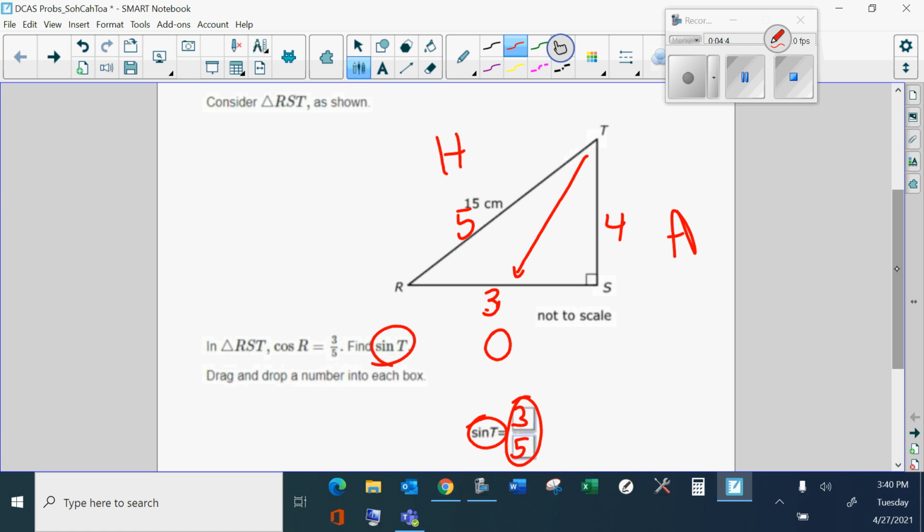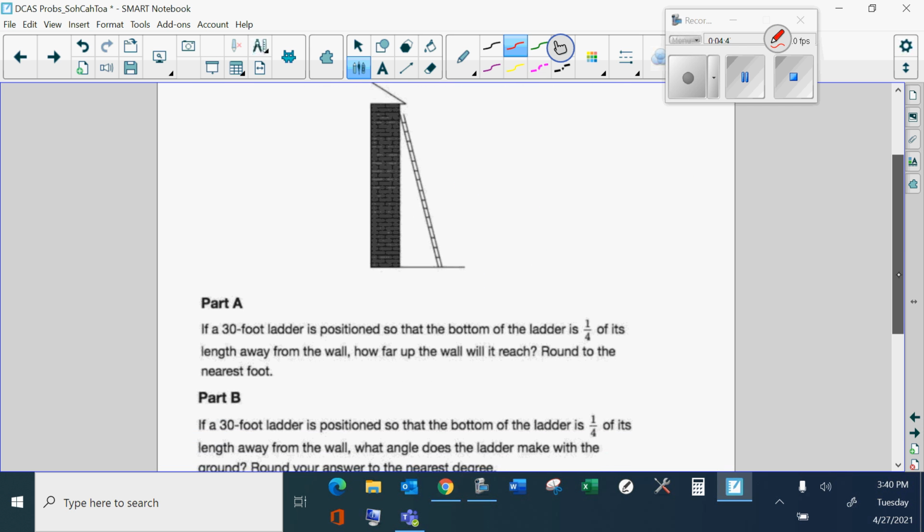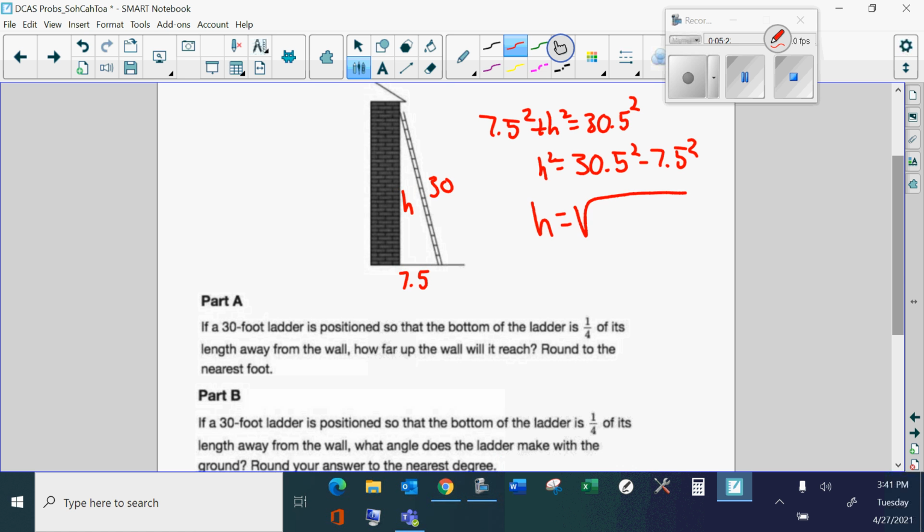Okay. Next. A 30-foot ladder. The bottom is 1/4 of the length of the wall away from the wall. 1/4 of the ladder is 7.5 feet. How far up the wall will it reach? So we want the height. That's the Pythagorean theorem. So I have 7.5 squared plus h squared equals 30 squared. You need to make sure you're showing your work so you don't blow free points. This would be a calculator problem, so you have a calculator. You just have to type that in. So h is the square root of that.